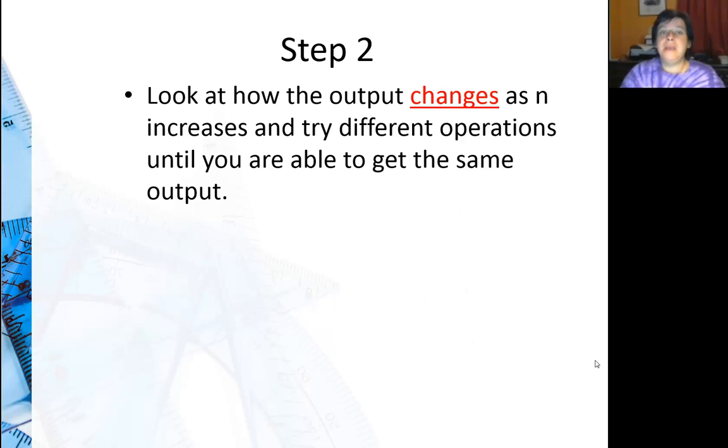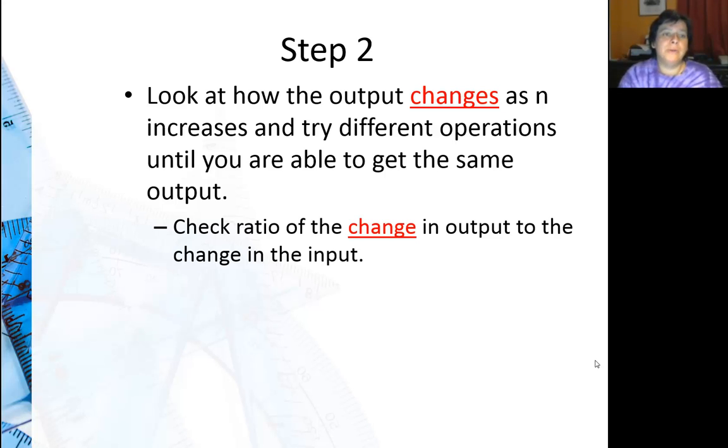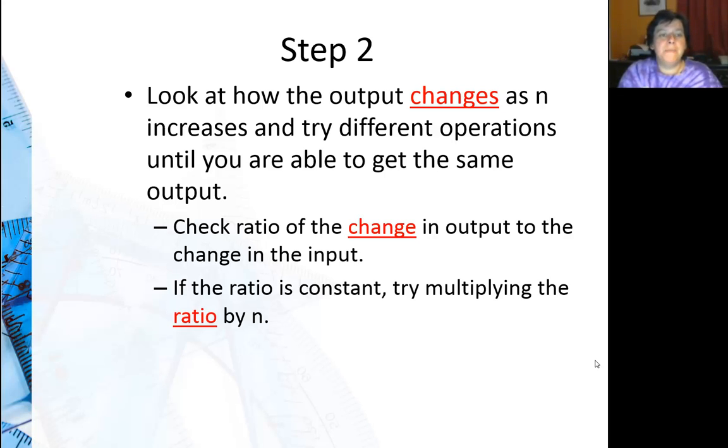Then you're going to look at how the output changes as n increases. So how much does it jump by? Is it going up or is it going down? Is it changing by the same amount? So check, and if it's changing by the same amount, when you look at the ratio of the change in output compared to the change in input, it should be a constant. For example, for every step you go in position, it goes up by 3, or it goes down by 2. So you're looking at a relationship between the output and the input.